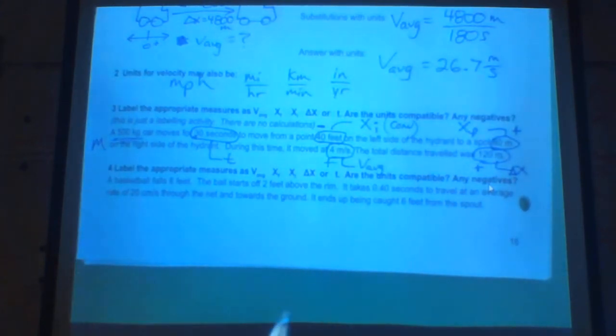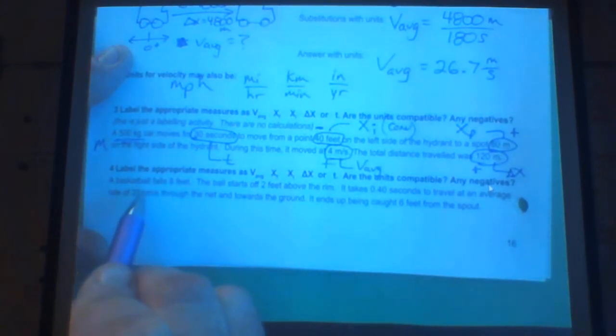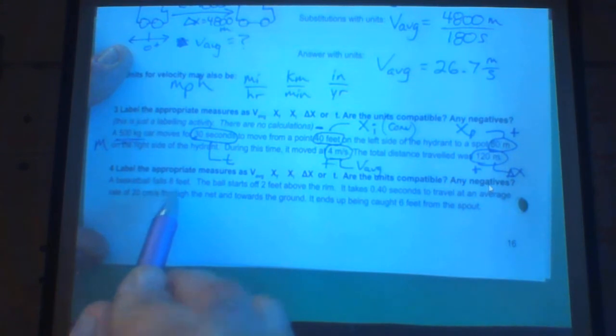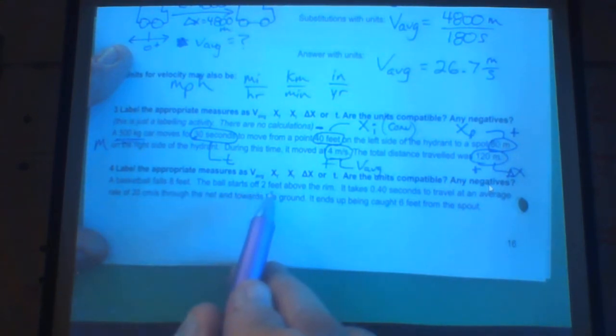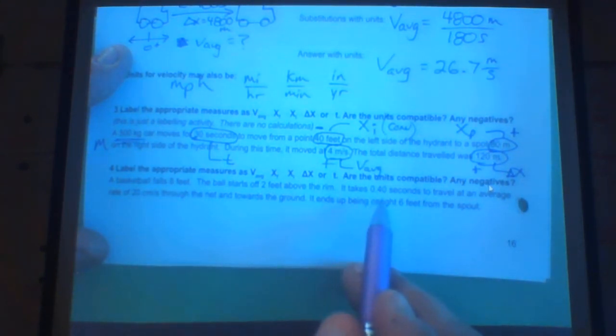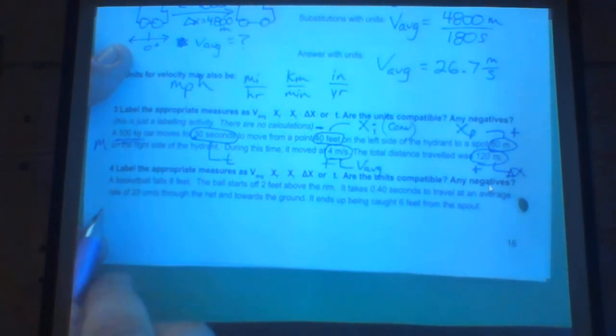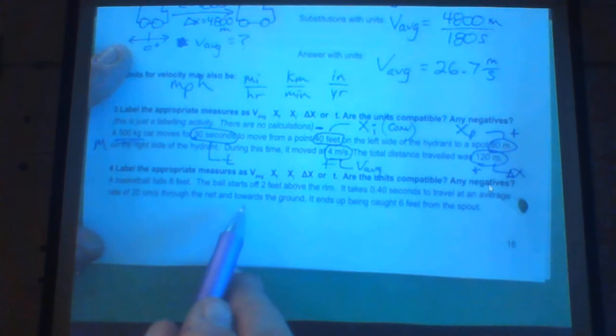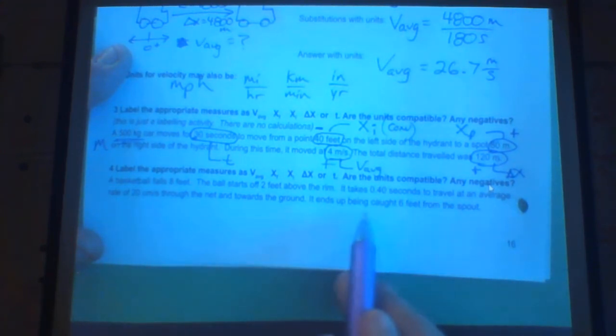Okay, so problem number 4, we need to figure out which variables these things are. Here we have a basketball falling 8 feet. The ball starts off 2 feet above the rim. It takes 0.4 seconds to travel at an average rate of 20 centimeters through the net and towards the ground. It ends up being caught 6 feet from the, it says spout. It should be, I don't know where that spout came from, 6 feet from the ground.